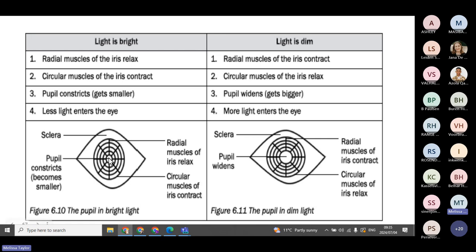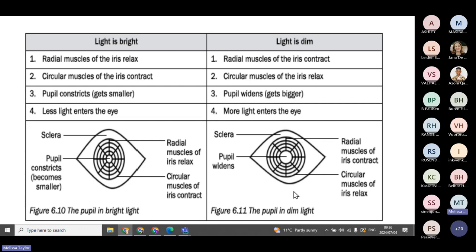So when the light is bright, we need this pupil to be small. In order for this pupil to be small, these radial muscles need to be long. Look at the difference here. These are long and these are shorter to pull the pupil open. So in bright light, the radial muscles must relax because they must get long. And these muscles work in opposition to each other, which means that the circular muscles are then contracting. The pupil gets smaller, or the pupil constricts and lets less light into the eye. These four points are the things you would need to talk about.